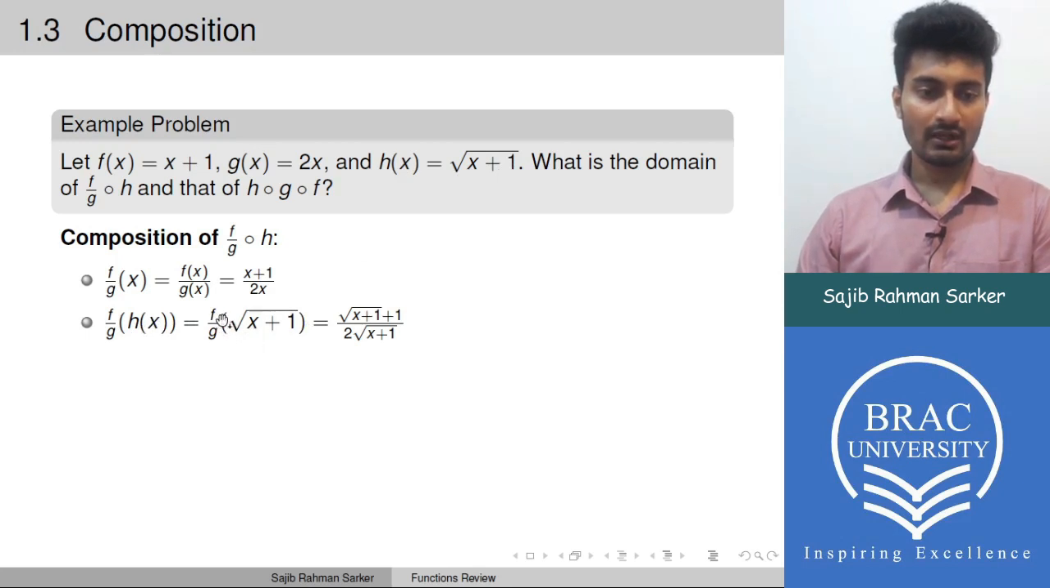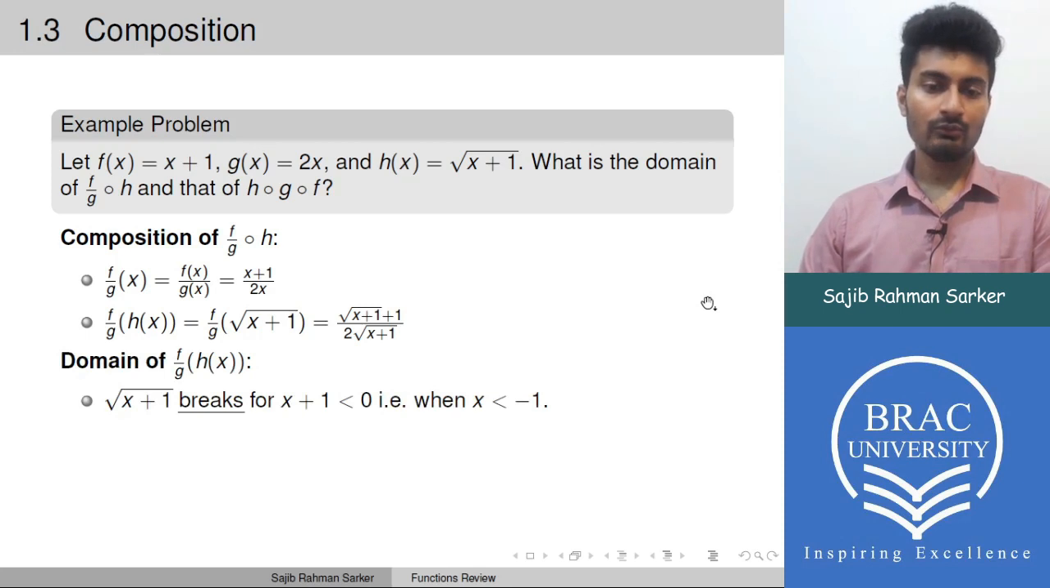Now this function, f over g, is this function. And we got f over g of x is equal to x plus 1 divided by 2x. We'll replace x with square root of x plus 1. We'll just plug this in and we're going to get this out of this. In case of x, we're going to have square root of x plus 1.